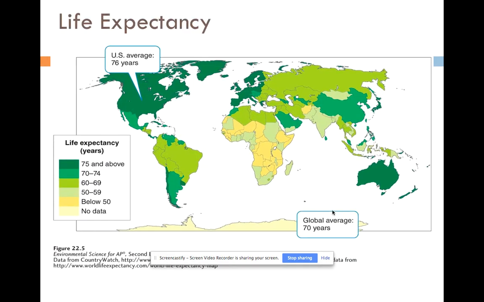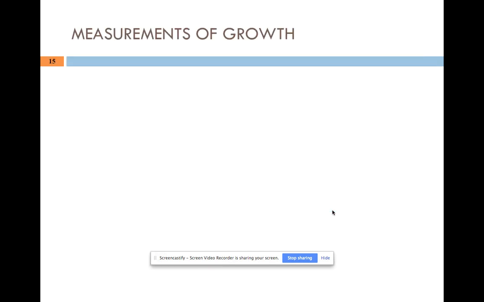Here's the life expectancy across the world. Again, it's pretty low in some of the African nations. And so, the United States is about 76 years on average. And again, globally, it's about 70 years. So we have made huge strides over the last 50 years to get that life expectancy up almost 20 years.